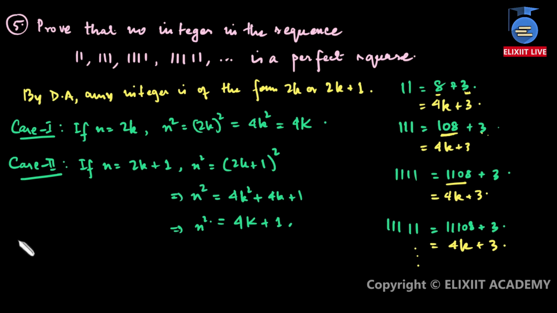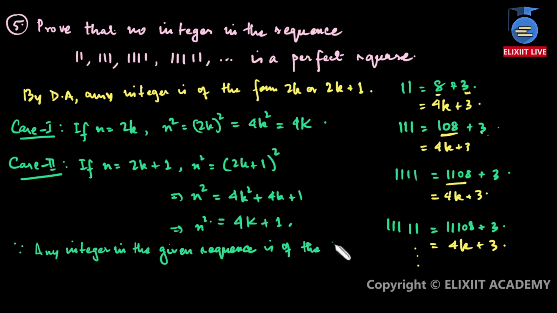You can write down the conclusion: since any integer in the given sequence, meaning this sequence 11, 111 and so on, is of the form 4k plus 3, hence it is not a perfect square.